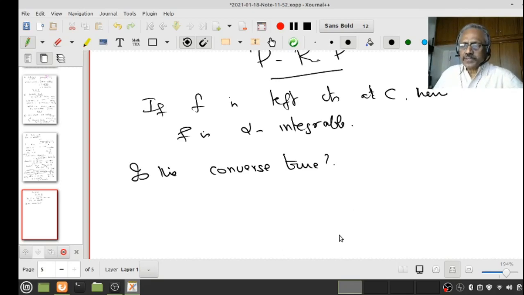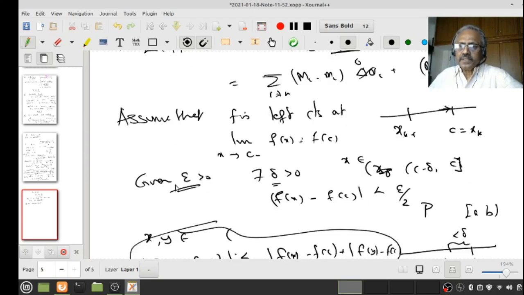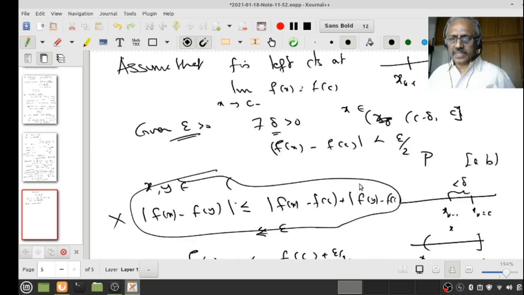To show f is left continuous at C, what is our definition? Given an epsilon, I have to find a delta so that for all x in (C minus delta, C), mod f(x) minus f(c) should be less than epsilon. Yeah, that's all I have to prove. How do you think I can do that?